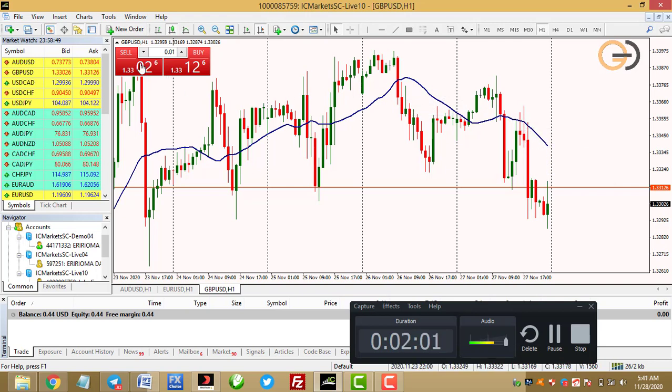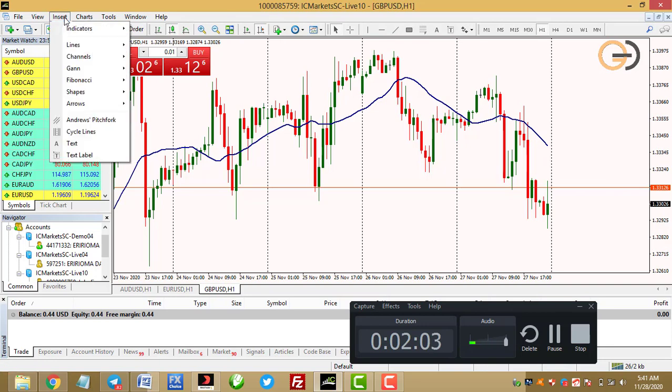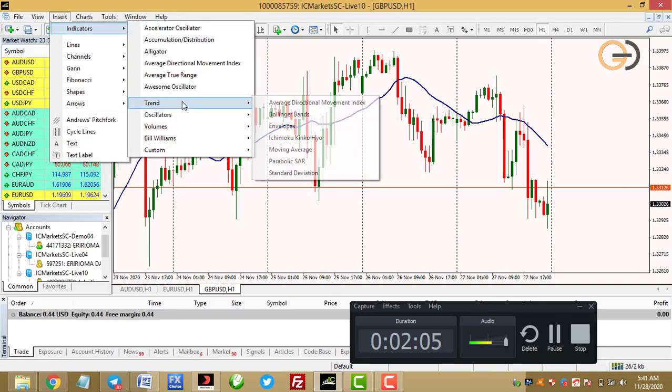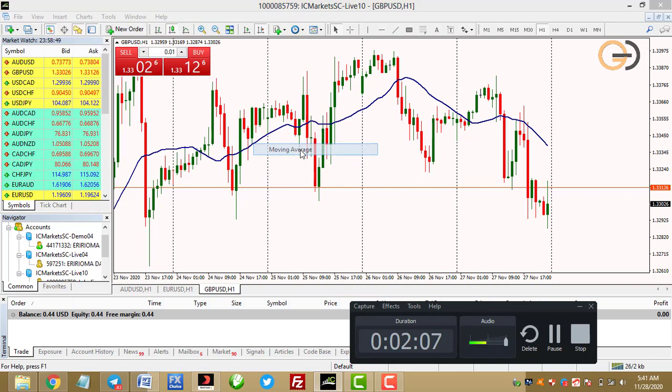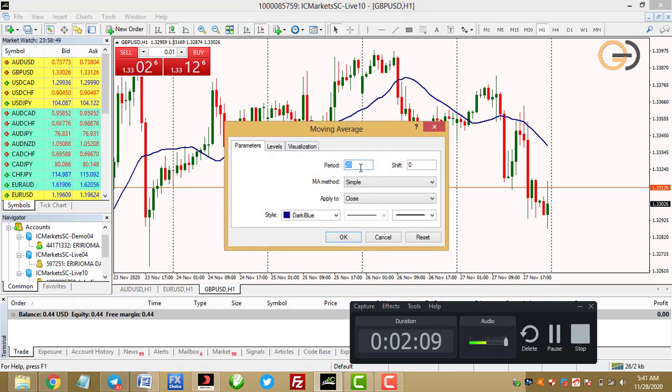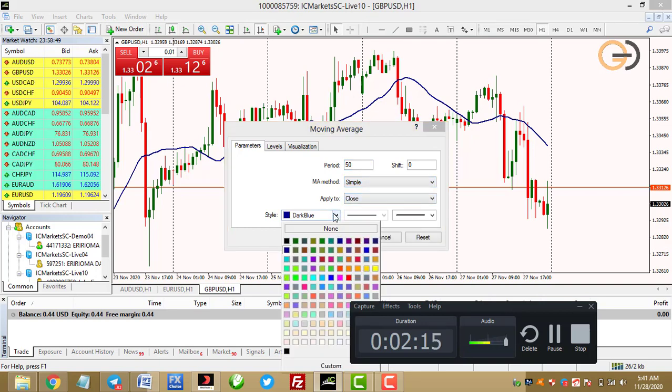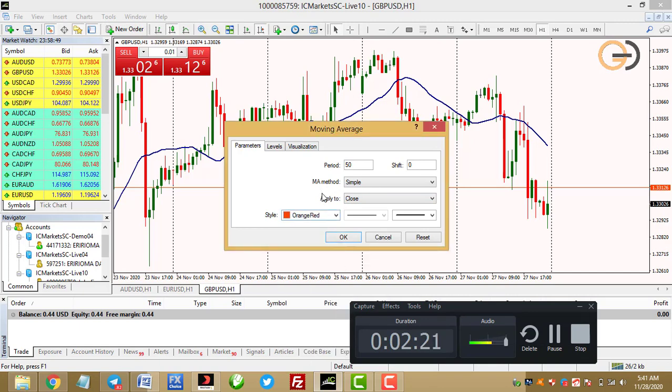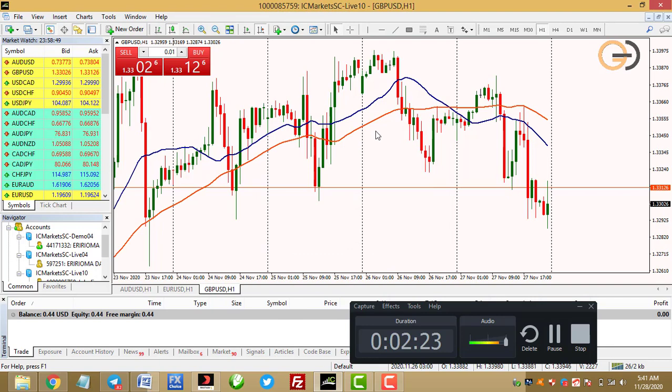Okay, now we want to add another indicator again. Go to insert, go to indicators, go to trend, go to moving average again. You add another moving average, the period is 50. Simple, close. You change the color. Let's use probably an orange color. All right, so these are the two indicators we have on the chart right now.